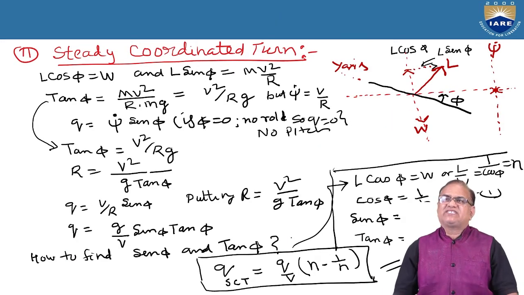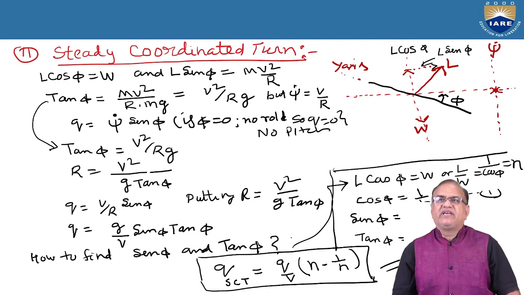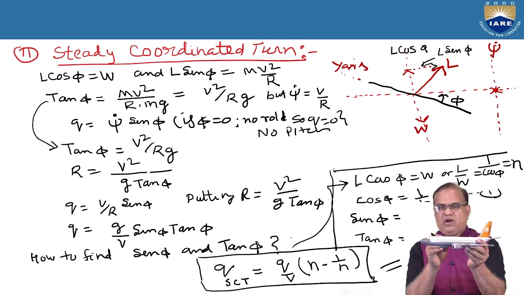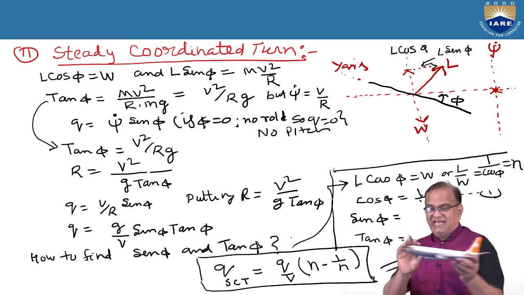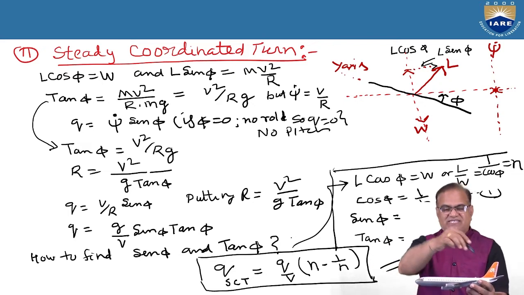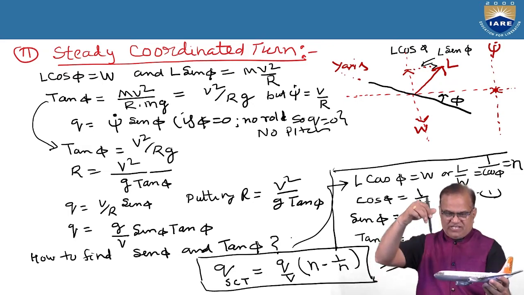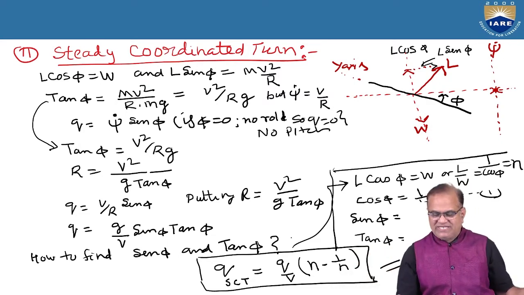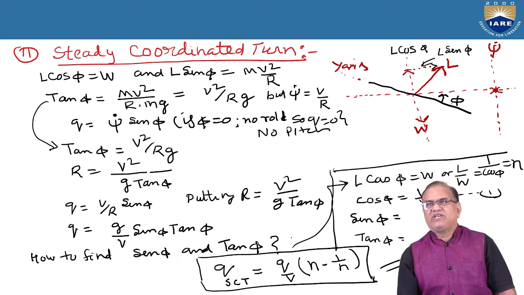Now the second case is the steady coordinated turn. If you see this steady coordinated turn, the aircraft has to bank down like this and turn, but in the same plane. But it has to rotate with some reference, with respect to some axis, it is turning like this. So how much is it turning? You can see the angle here, the right wing is down, phi. So lift will act perpendicular to this.